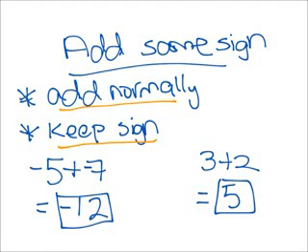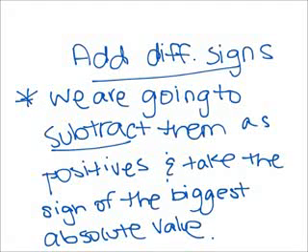Let's take a look at what happens when we add different signs. So when we had different signs, we need to subtract them as positives and take the sign of the biggest value. So I'm going to show you what I mean by that. Of the biggest absolute value, sorry. So let's take a look.